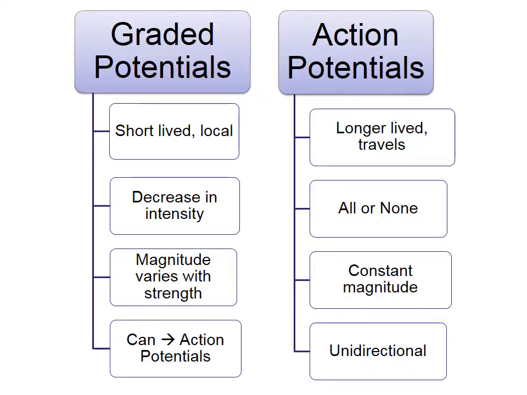Action potentials are longer-lived and travel from axon hillock to synaptic bulbs. They are all or none in that they happen or they don't. You cannot get part of an action potential. They are the same size every time and move in one direction only. Action potentials are only generated when enough graded potentials occur.